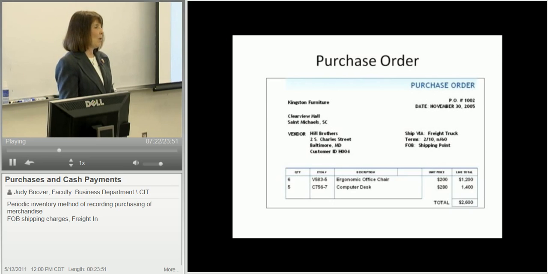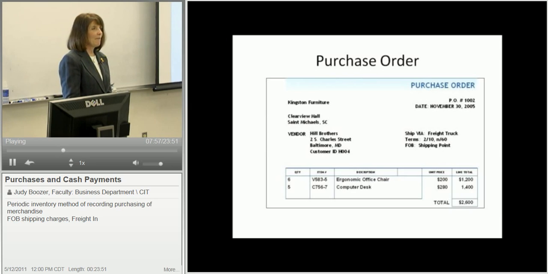A new one, however, is the FOB shipping point. FOB shipping point. What does FOB stand for? From the chapter. Free on board. Free on board. So think about it. If shipping is free on board from the shipping point, who's paying for shipping? The buyer.